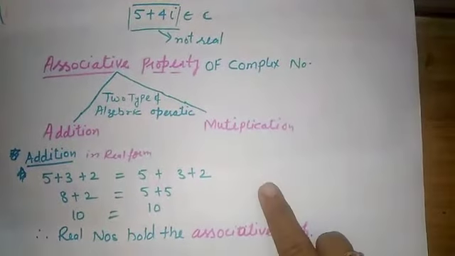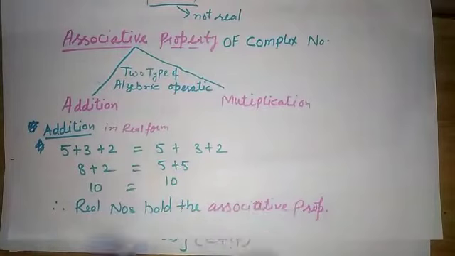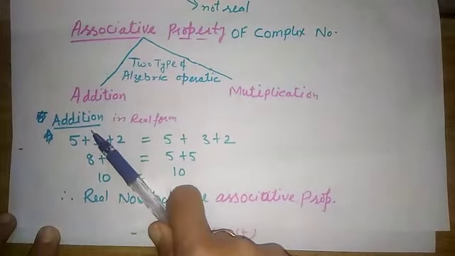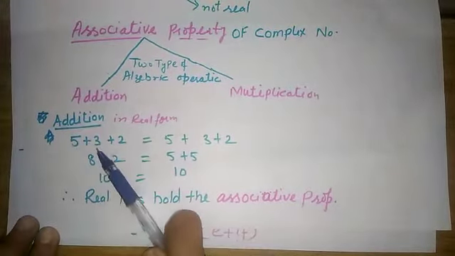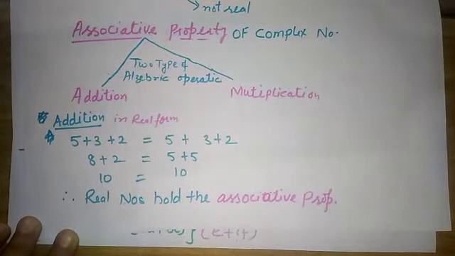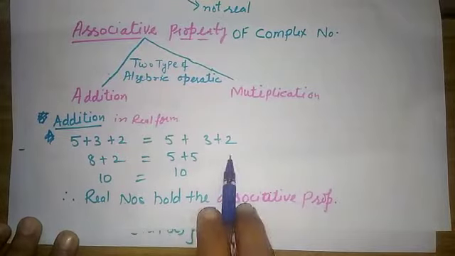In the addition, I will simplify in the simple way just to understand deeply. So let's start, students. In the addition property, I have written 5 plus 3 plus 2, same on the right hand side. I want to add it.